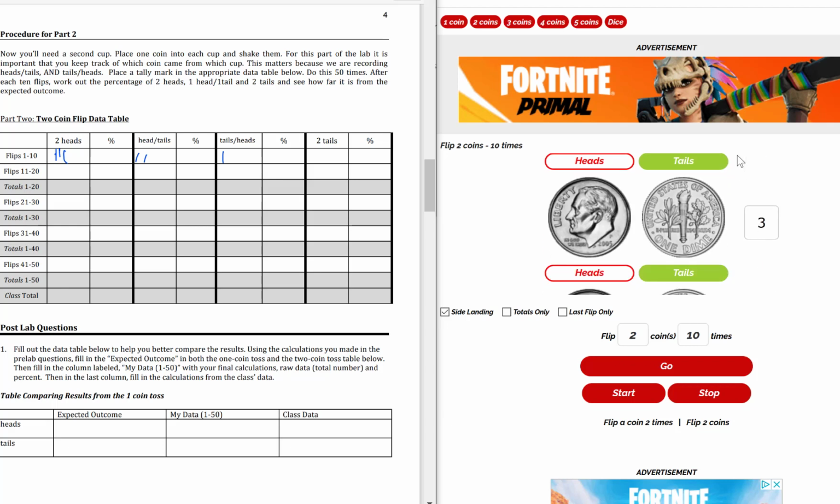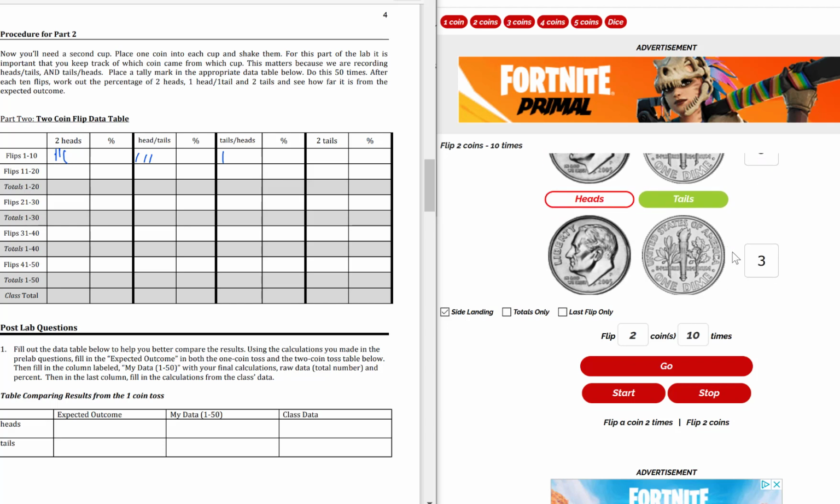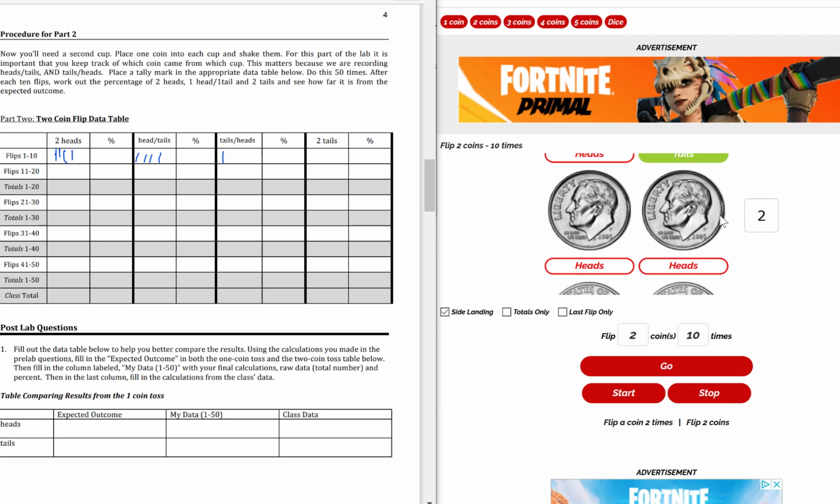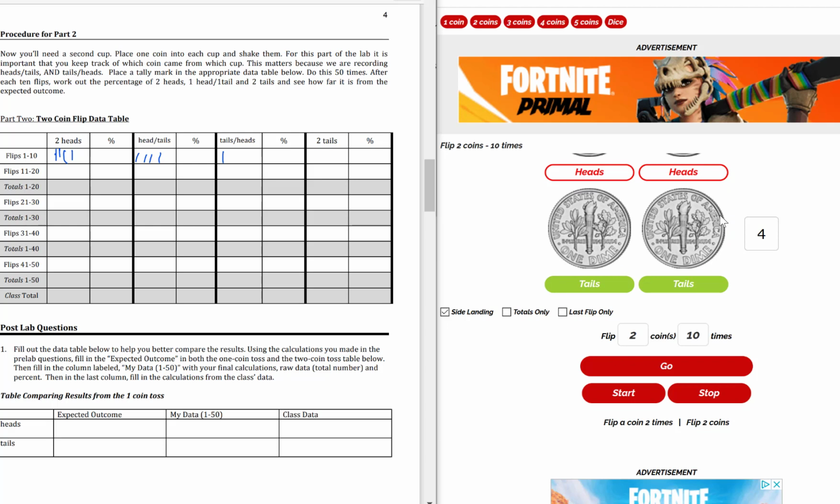And then we have head, tails again. So we're going to put a mark in there. And then we got heads, tails again. So we're going to put that mark in there. And then we got head, head, which will be in the first category. And then we have tails, tails. So that's going to be in the last category.